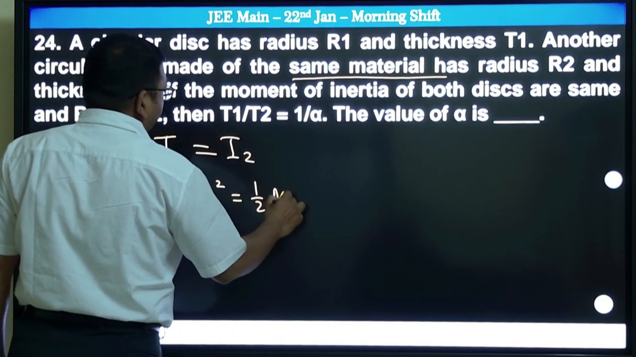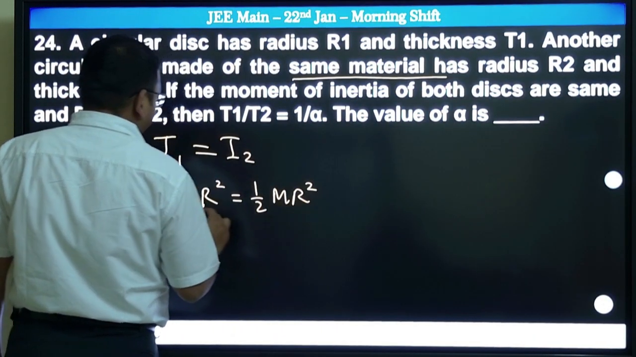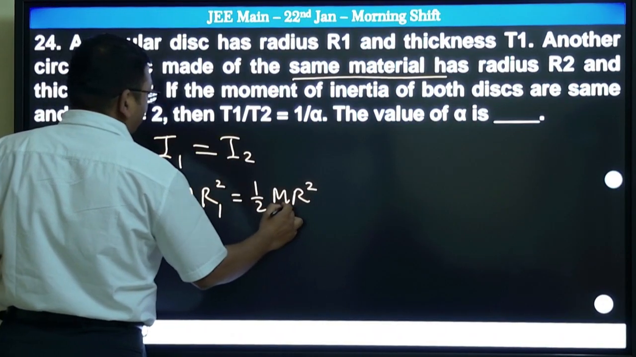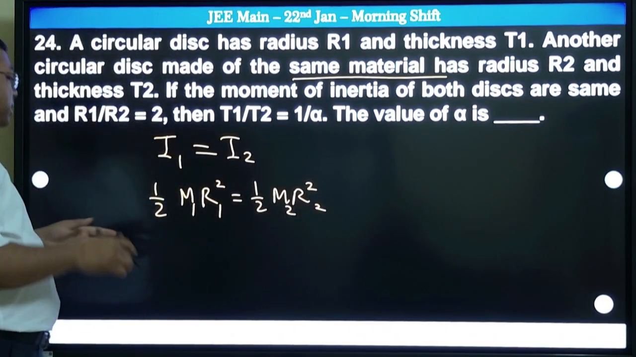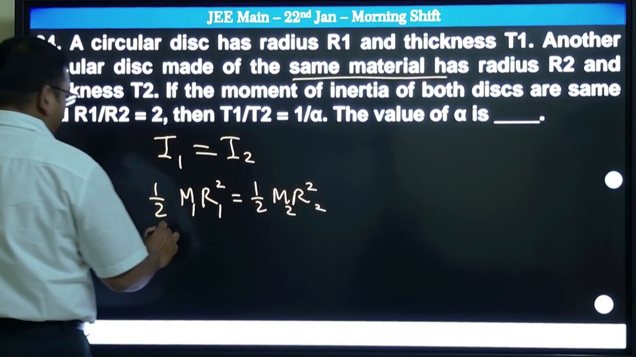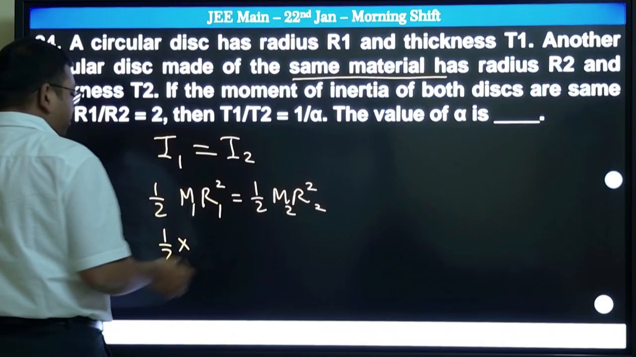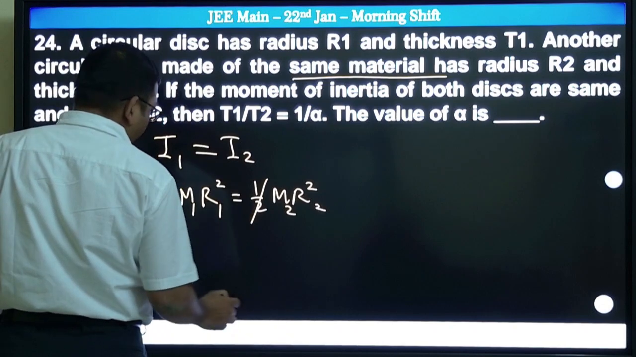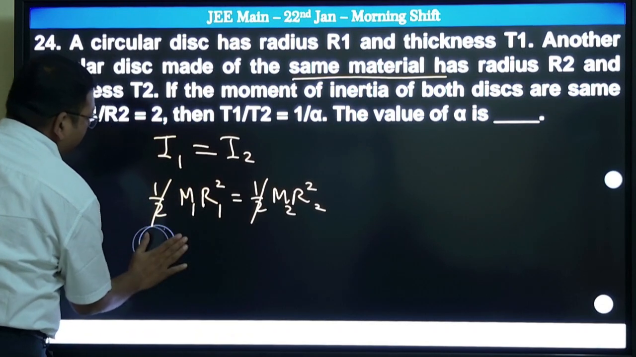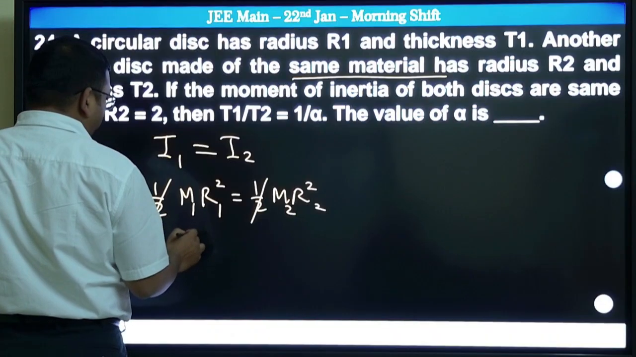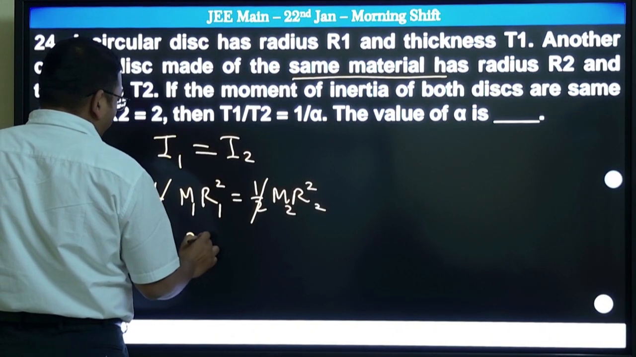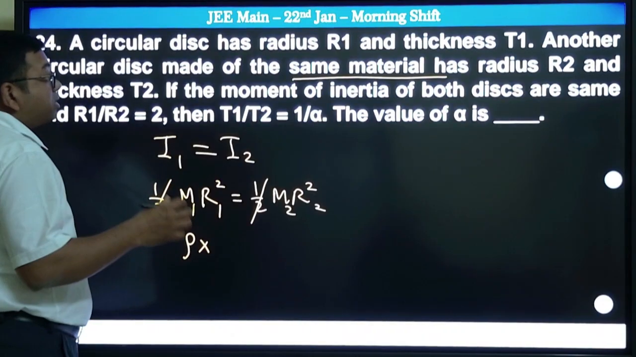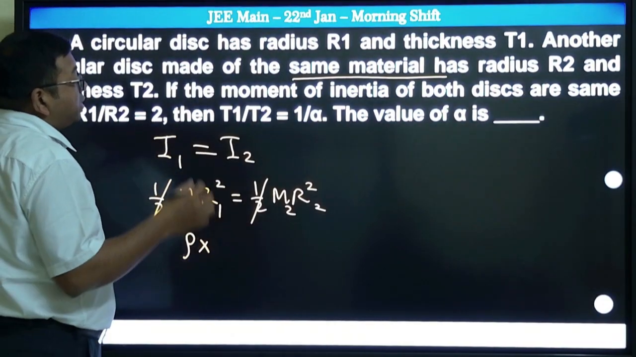Half m r squared. Remember these masses may be different, m1 r1 and m2 r2, but we have to write in terms of density. So how can we write mass in terms of density? Half will get cancelled. Mass is density into volume. Volume of a disk is area into thickness.